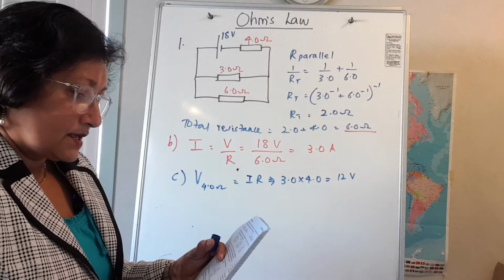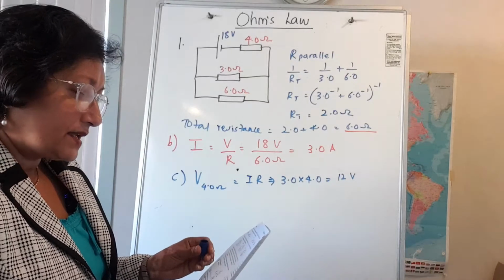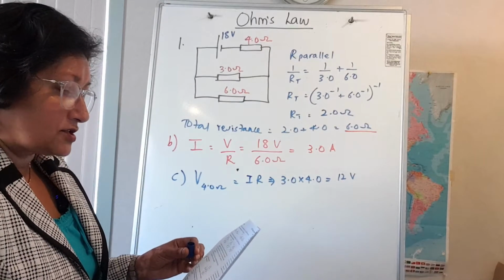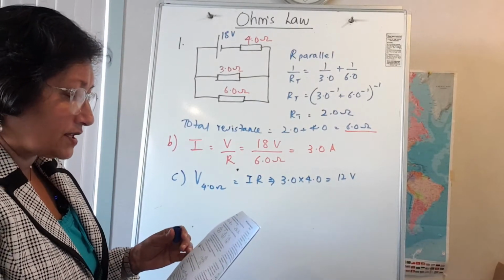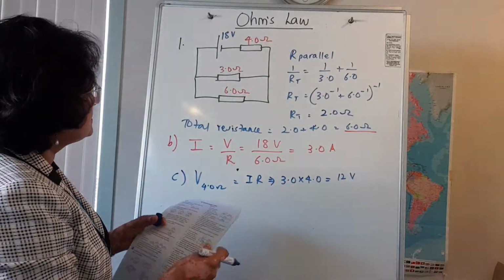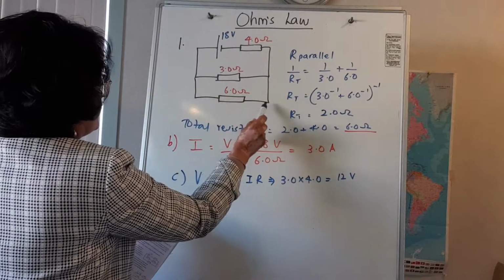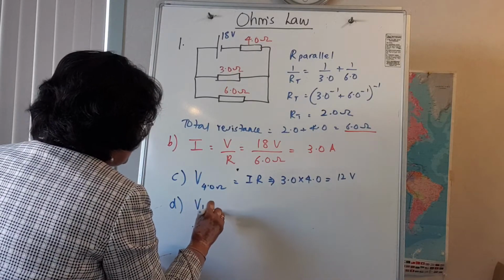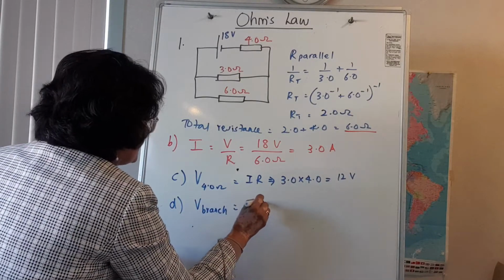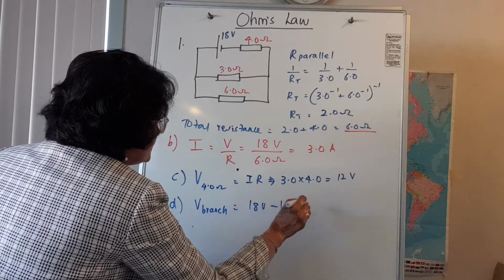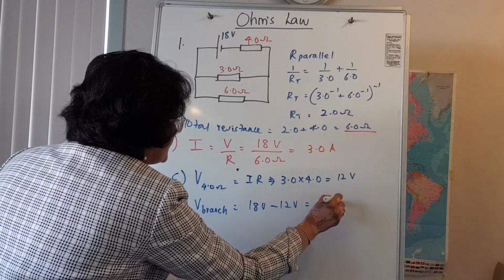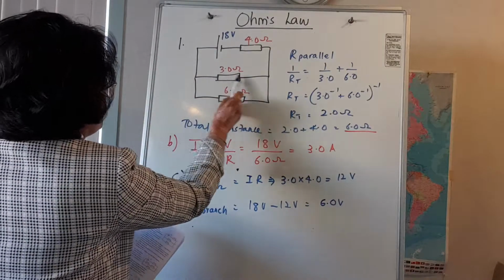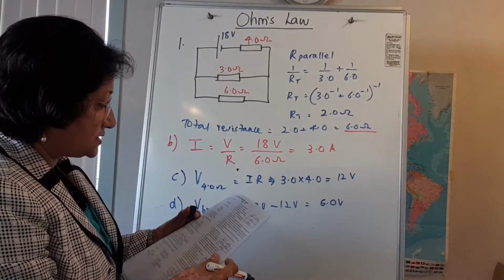Okay. And then D is combine the voltages of the 2 branches, branch 1 and branch 2, to calculate the voltage across the branch. So the voltage across each of these is branch voltage is equal to 18 volts minus 12 volts, and 18 minus 12 is 6 volts. So each of these branches have 6 volts.